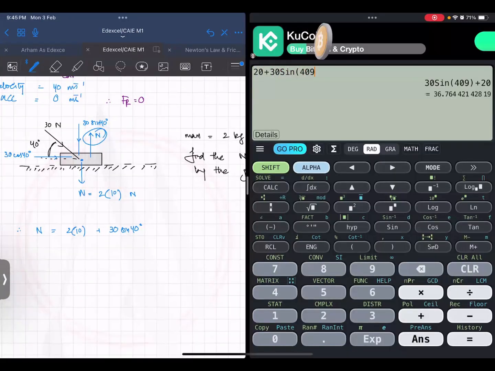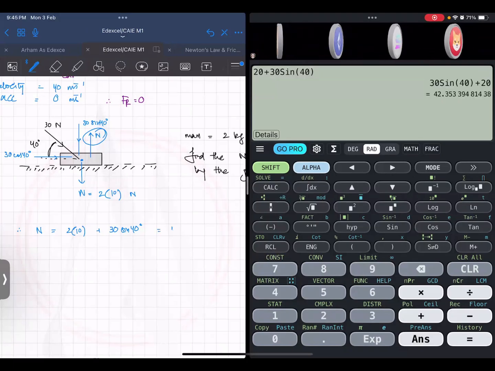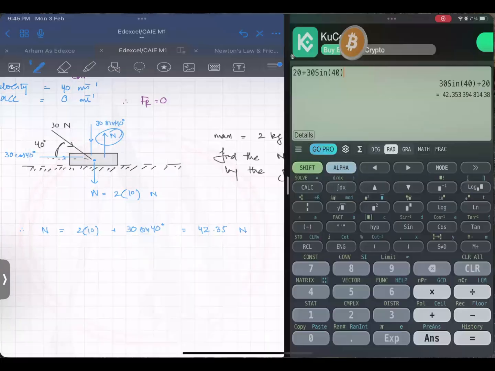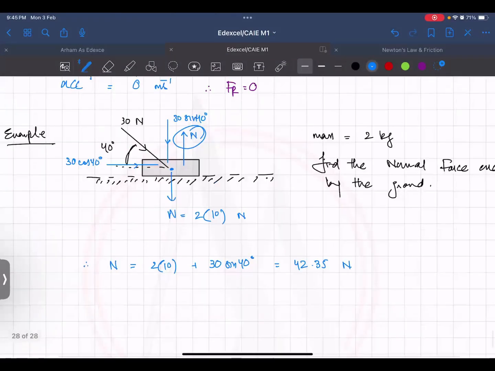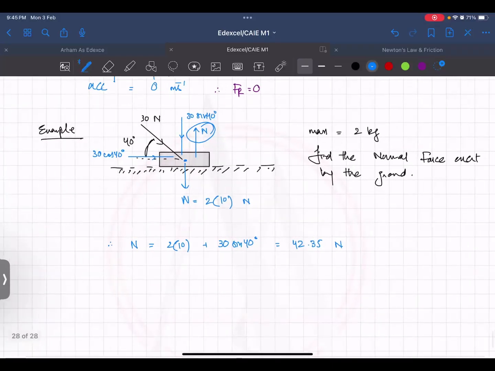which is 42.35 Newton. Okay, do you get it? Any questions?